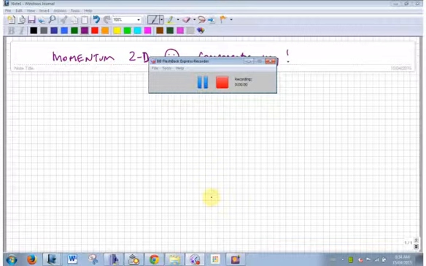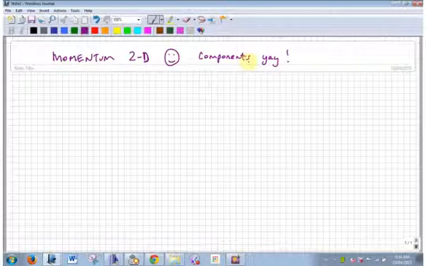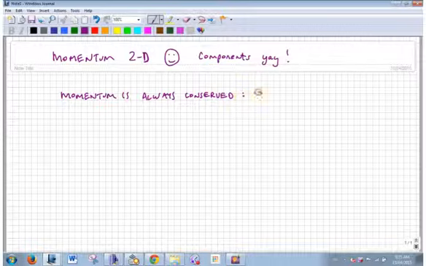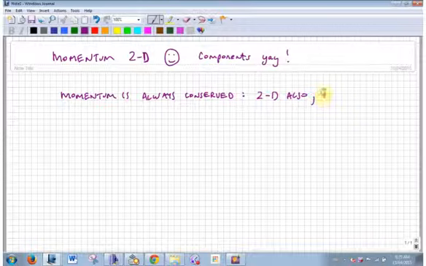Bit trickier, people. So you might even want to copy this down. Momentum is always conserved in two dimensions also, but it's a little bit different.